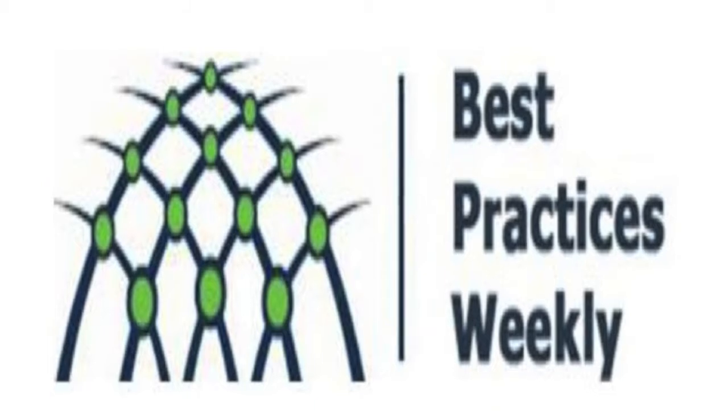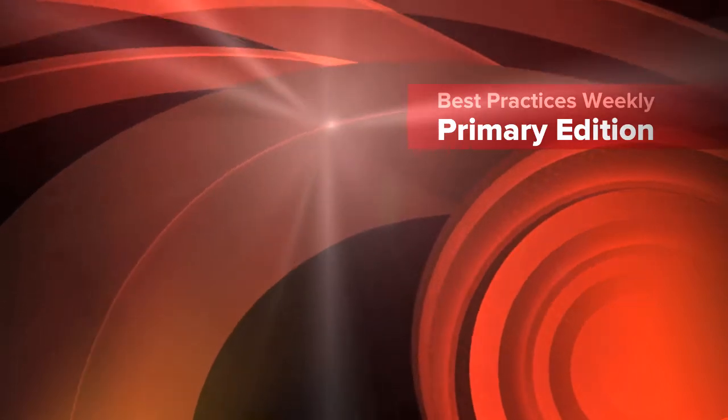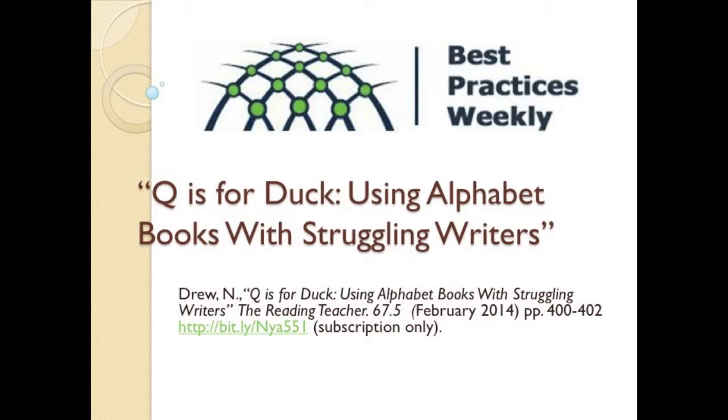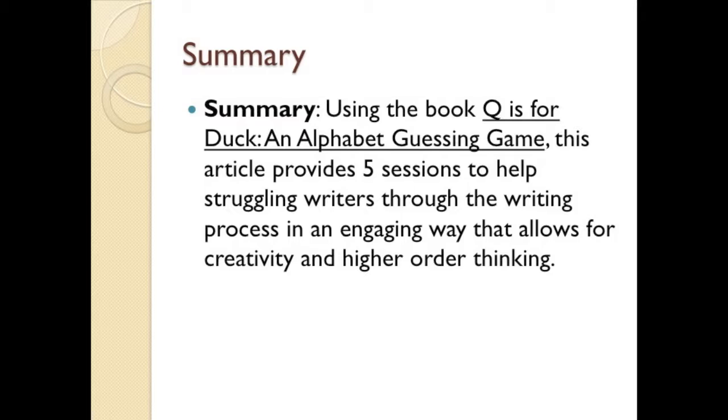Today we'll look at some best practices for how we can encourage our struggling writers to become successful authors. Q is for Duck: Using Alphabet Books with Struggling Writers is a lesson plan that is adapted from Read, Write, Think, and the article can be found in the February 2014 edition of The Reading Teacher. This article uses the mentor text Q is for Duck: An Alphabet Guessing Game, and the article gives 5 sessions that can help struggling writers learn how to engage in the writing process.